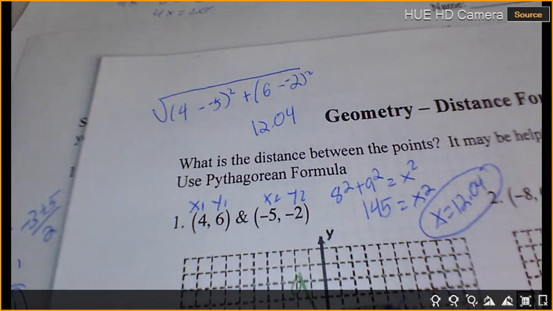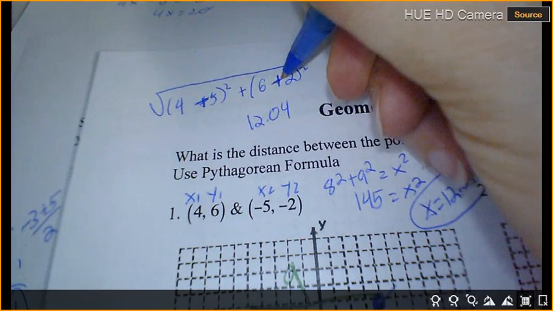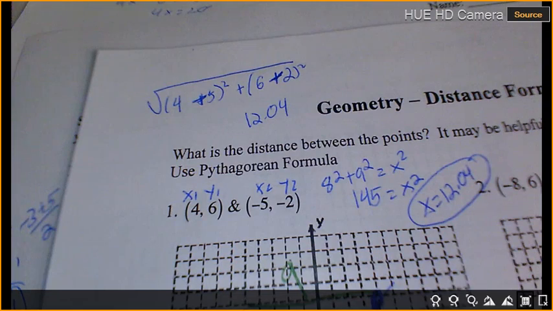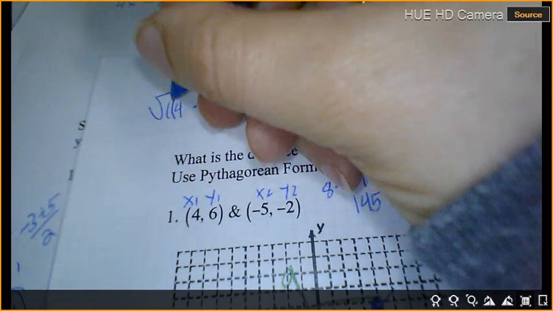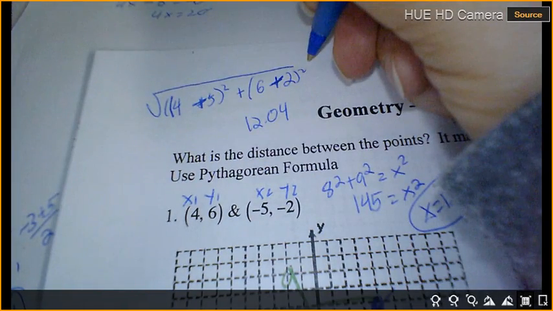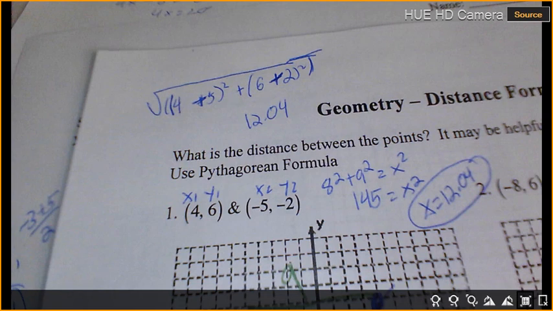Just make sure you have the parentheses in the right place. Before I put this in my calculator, I might change my negatives to positives, because it's going to be easier. Just make sure you have parentheses. I always do this when I do parentheses. I also put parentheses around the whole thing to make sure everything stays under the square root sign.